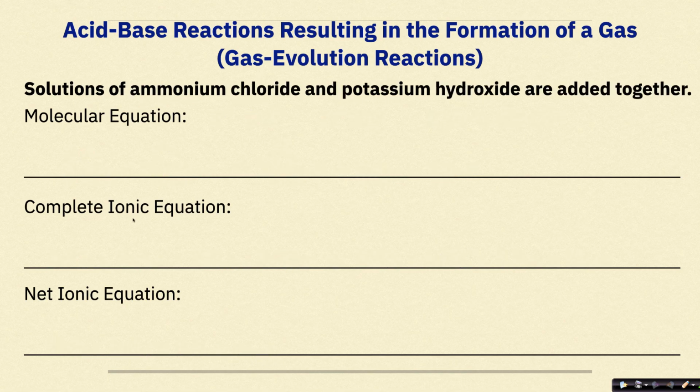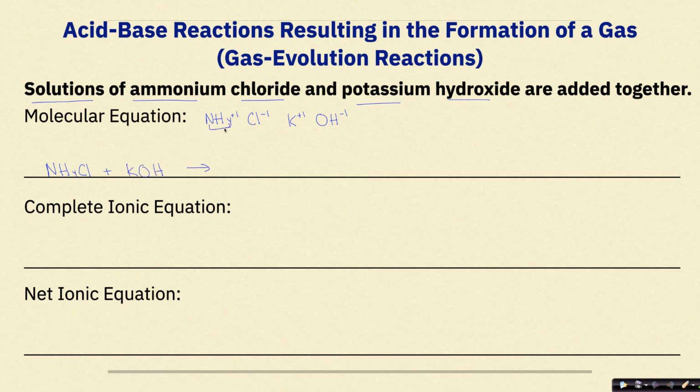Last example of a gas evolution reaction. Solutions, so again we're going to assume these are aqueous solutions, of ammonium chloride and potassium hydroxide are added together. So ammonium chloride, that's composed of NH4 plus 1. Chloride is Cl minus 1. Potassium hydroxide, that's K plus 1. Hydroxide is OH minus 1. Okay, knowing all this, ammonium chloride is going just to be NH4Cl plus K plus 1, OH minus 1, that's just KOH, arrow.